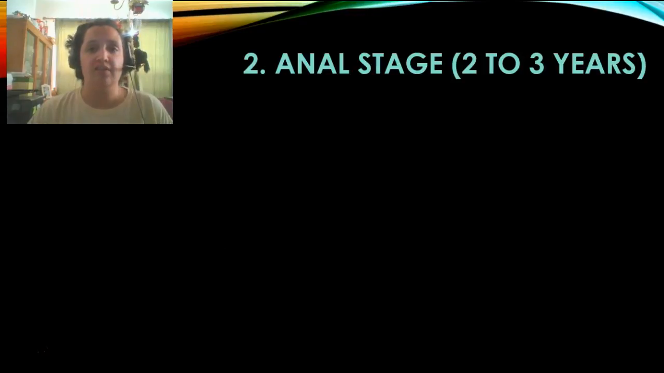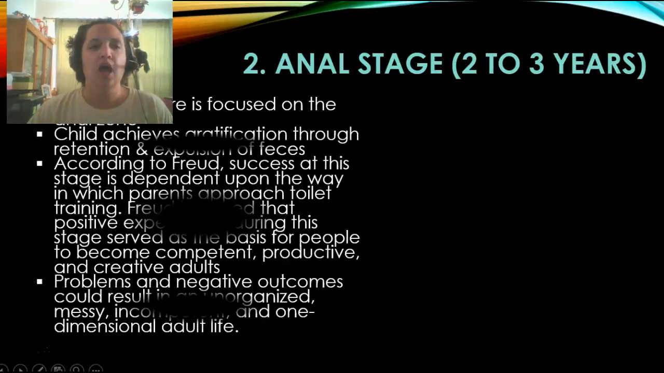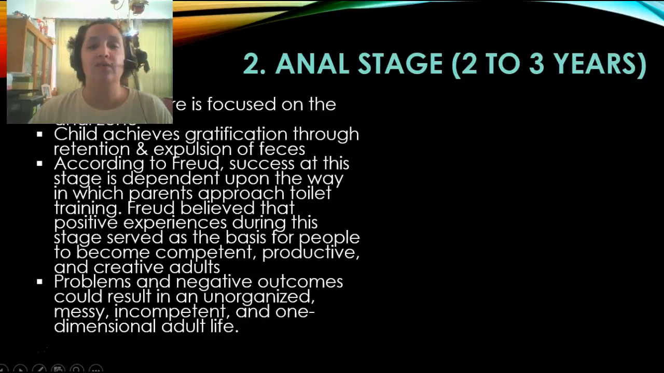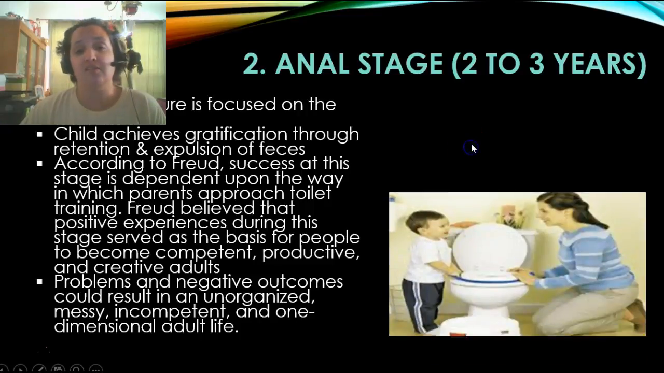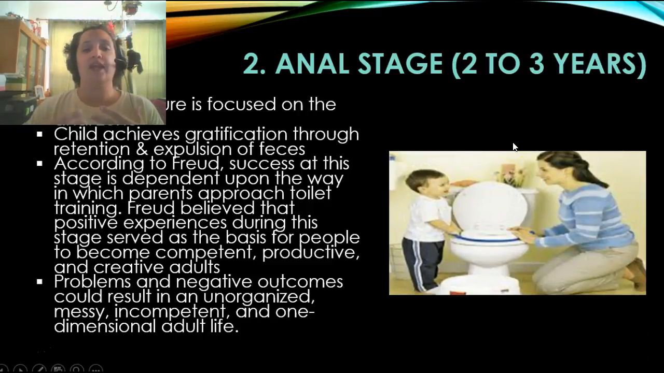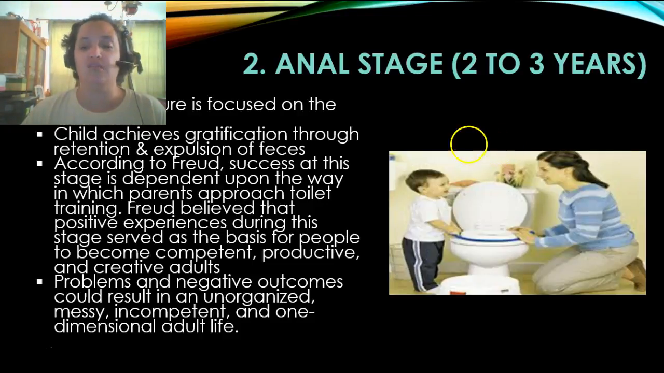The anal stage comes next, and it runs between 2 to 3 years old. In the anal stage, it's more focused on the anal region, obviously. Basically, this is the stage about retention and expulsion of feces, which makes sense. This is the potty training stage. According to Freud, a child who's successful in this stage will be far more competent, productive, creative, organized as an adult. If you have a negative experience or problems in this stage, you might be an unorganized person, a very messy or incompetent person, or maybe you don't have a whole lot to your personality. So Freud thought this was very important towards the development of you as a person.